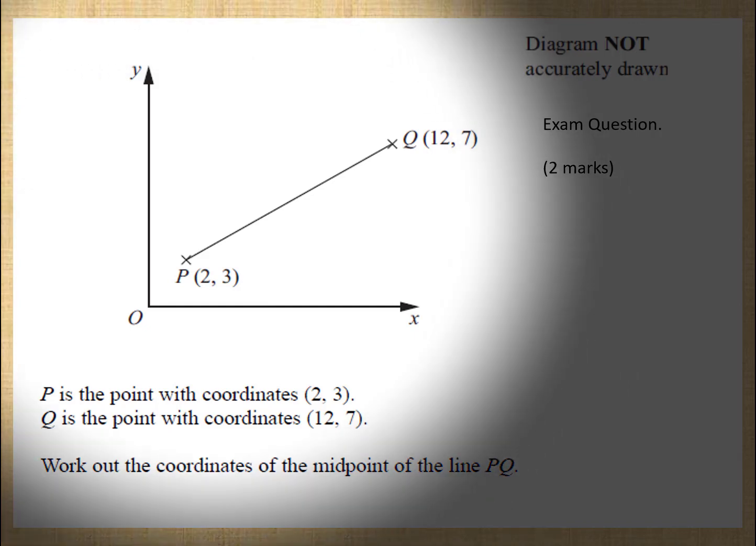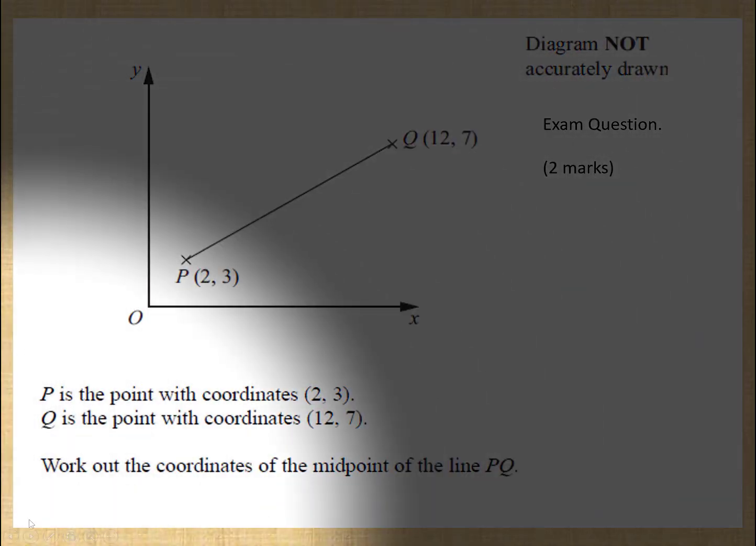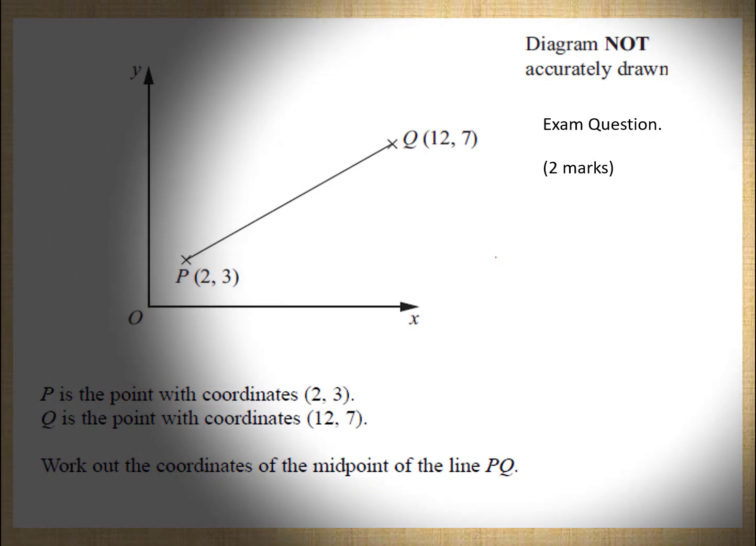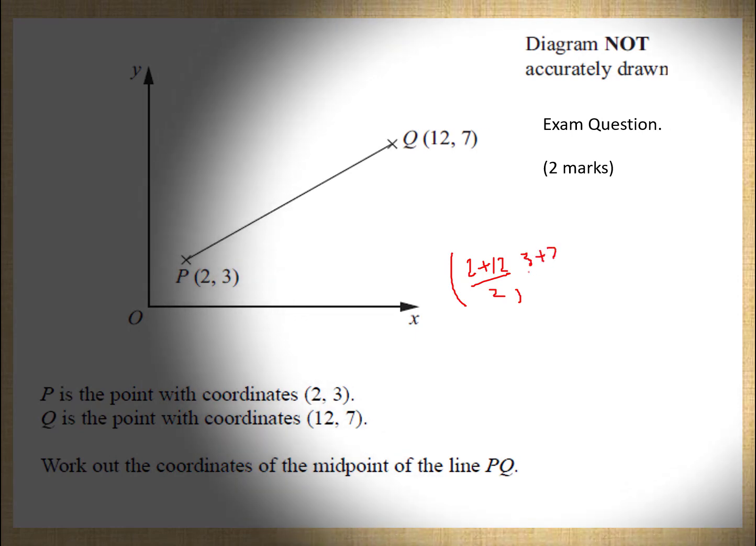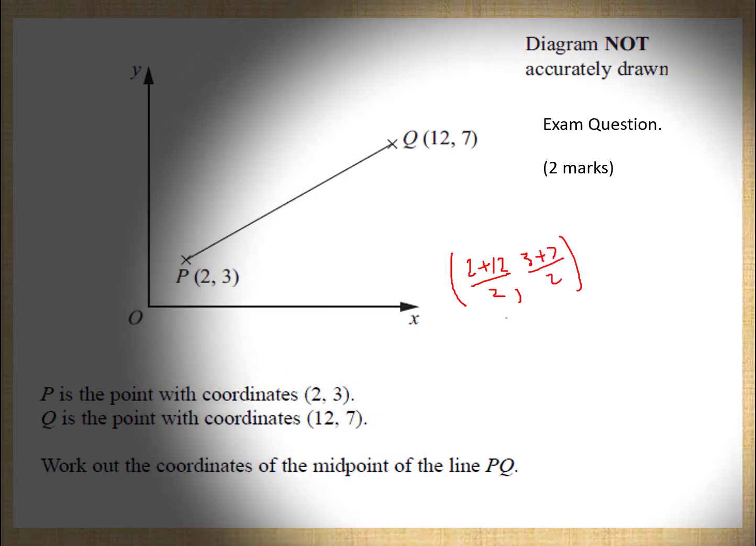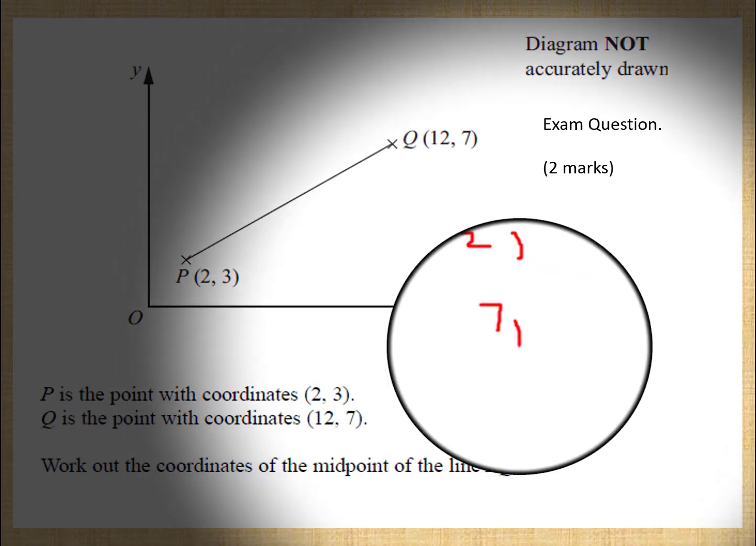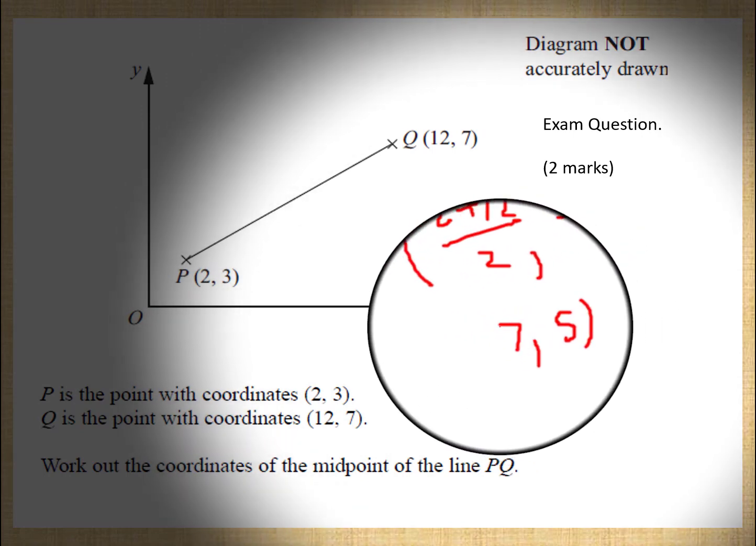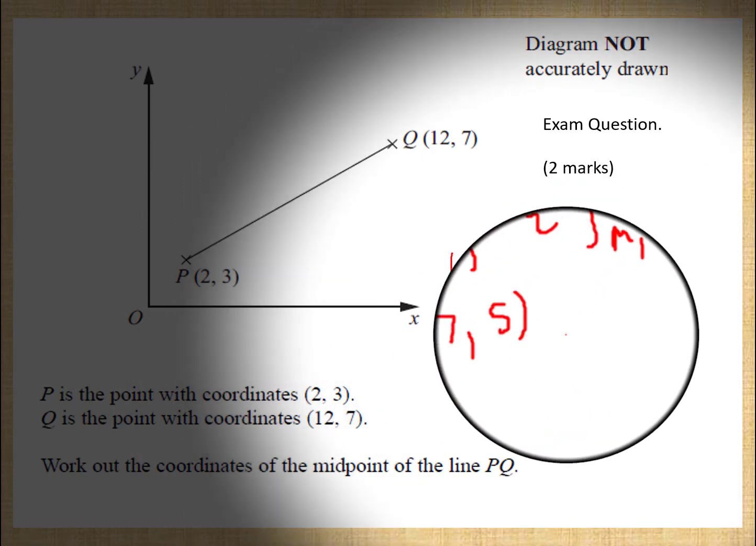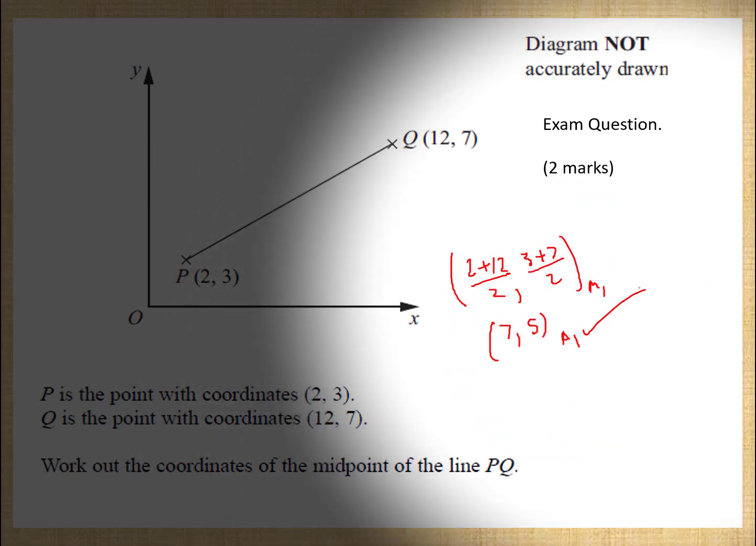And I'm going to work that out now. So you've got the x1 and x2, so that's going to be 2 add 12 divided by 2, and 3 plus 7 divided by 2. So that's 14 divided by 2. So the answer is 7, 5. If you got that, that's your method 1, that's your answer 1. Well done, guys. Super work.